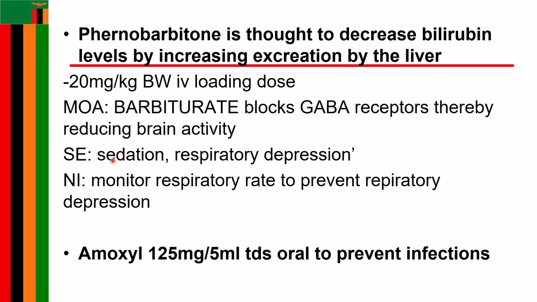Phenobarbital has side effects like sedation and respiratory depression, meaning that we need to monitor the respiratory rate for the baby to prevent respiratory depression. We can also give amoxil 125 milligrams per 5 mls, meaning this is a suspension drug, 3 times a day orally to prevent infections, because infections may worsen jaundice.